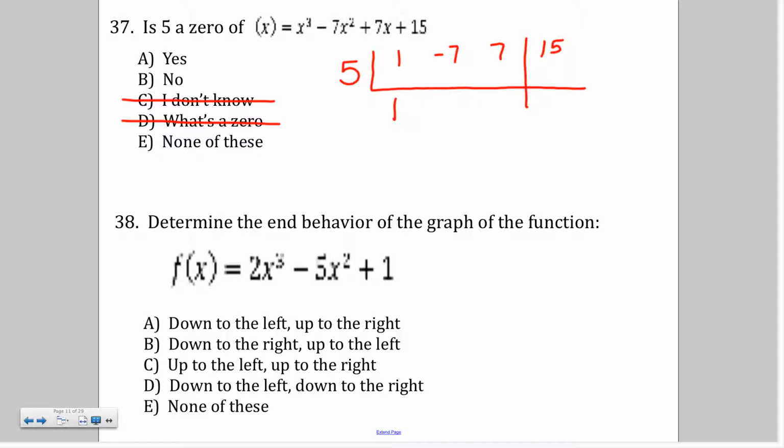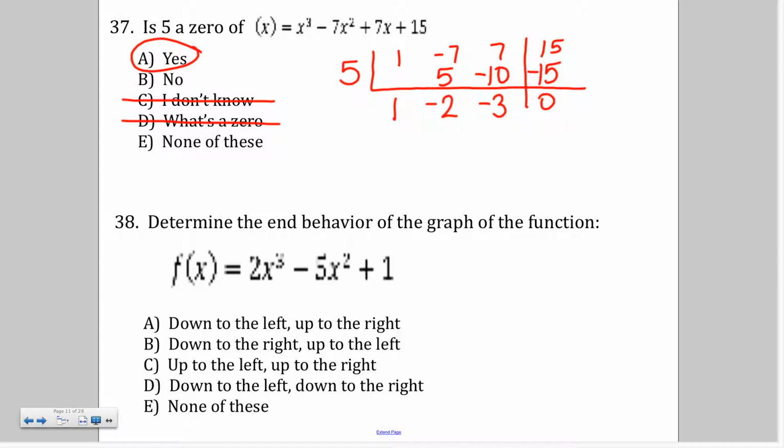So 1, 5 times 1 is 5. That gives us a -2. 5 times -2 is -10. 7 minus 10 is a -3. 5 times -3 is -15. 15 minus 15 is 0. So our answer would be A, yes.